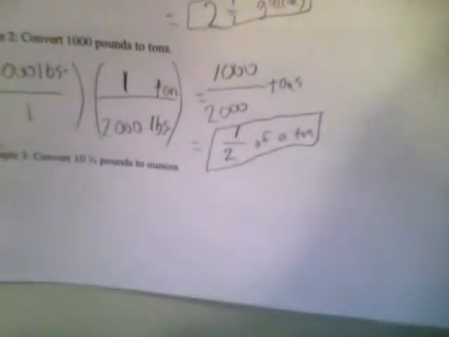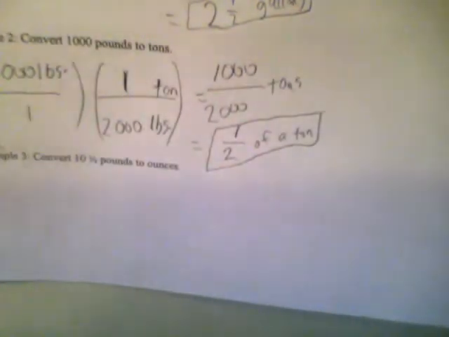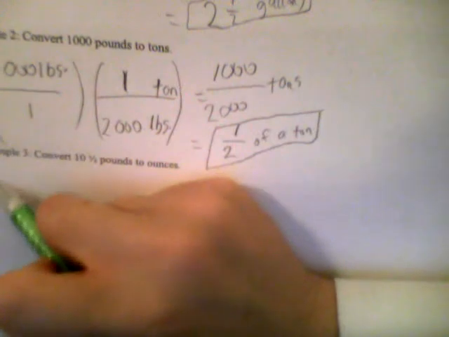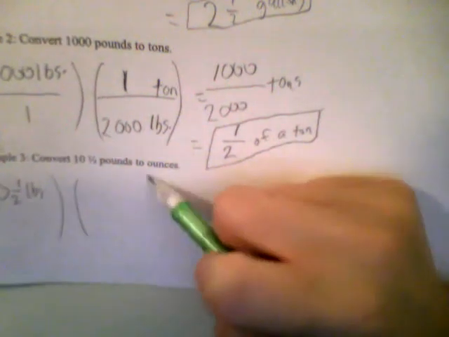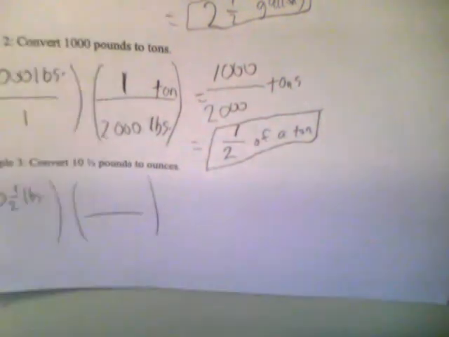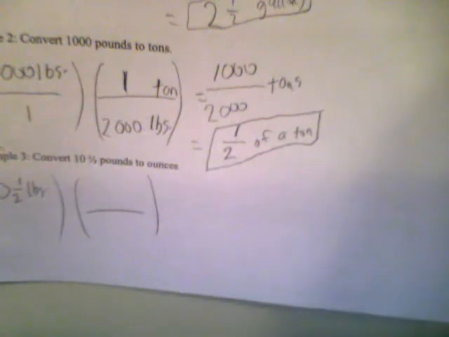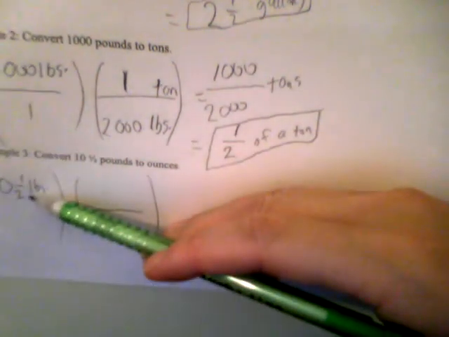I want to go from 10.5 pounds to ounces. Okay. Again, I put what I start with first. So I have 10.5 pounds, and I want to get to ounces. So my pounds unit is on top for the first fraction.